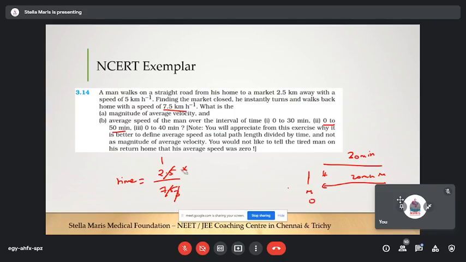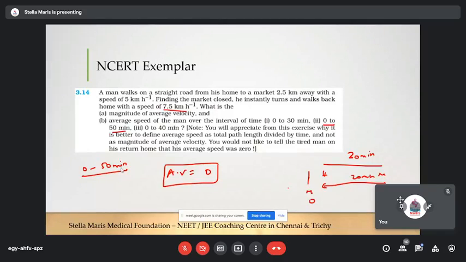Come on, you can quickly tell. So what will be the average velocity? It is 0, right? For this one, 0 to 50 minutes. It is 0 or not? Come on, students, are you there?